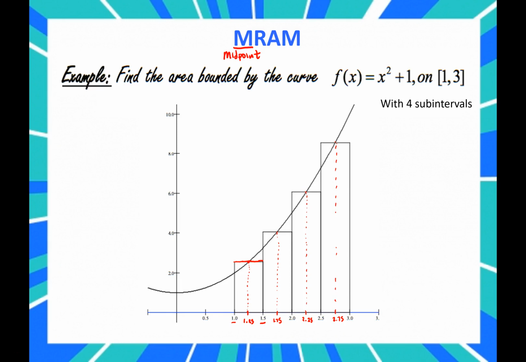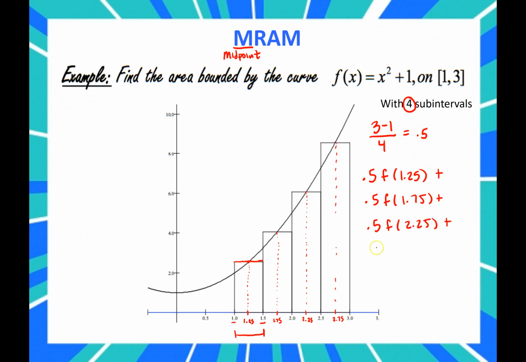All right, so how do we find the width? Well, the width is still the same way. We're going to do 3 minus 1 divided by 4, which gives me 0.5. And you can even see here that our width is still that 0.5. But this time, we're going to have 0.5 times f of 1.25 plus 0.5 times f of 1.75 plus 0.5 times f of 2.25 plus 0.5 times f of 2.75.